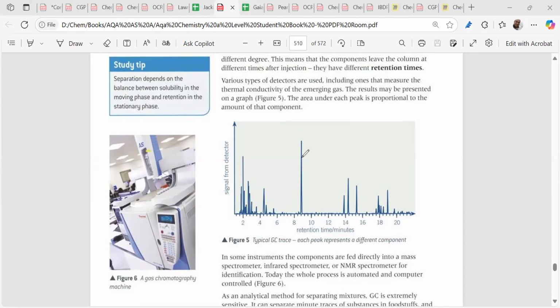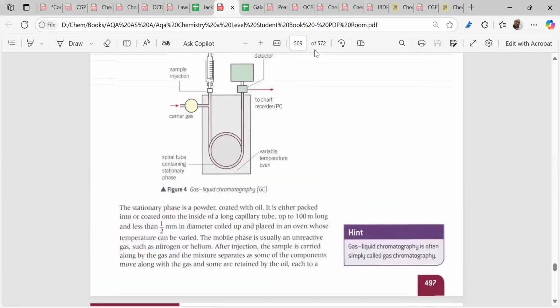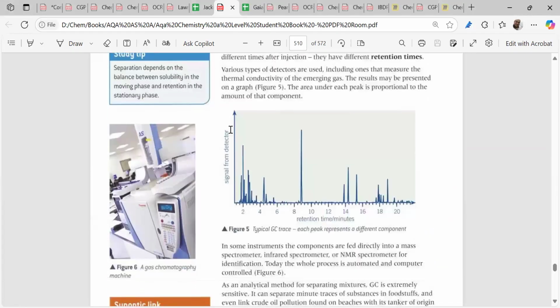So obviously when the substance is coming out at a particular time, that time is fixed for the substance, right? So we have to feed all the data of the retention times, and we can find out exactly what the substance was. Fine.